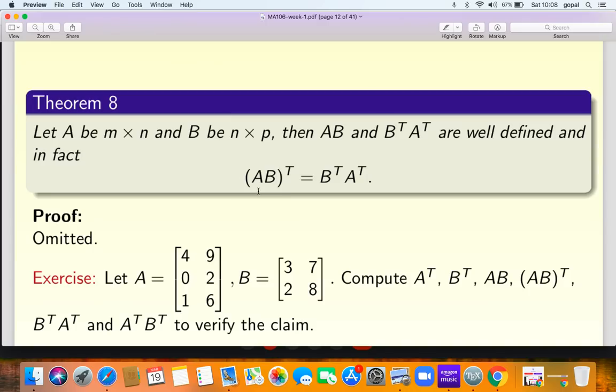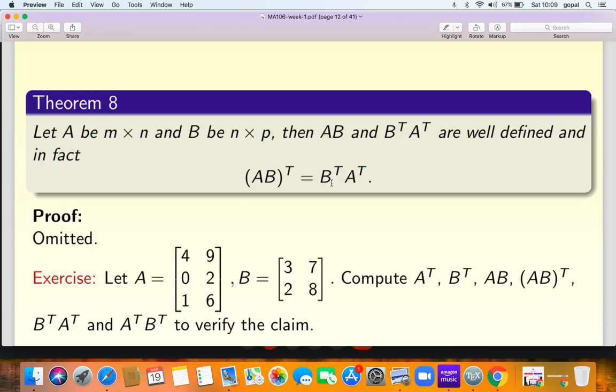So what you can do is compute AB and take the transpose. You can compute B transpose A transpose, and their sizes are such that you can multiply them. The two results are equal. (AB) transpose is B transpose A transpose. Again, the proof is routine and you can check it by yourself.